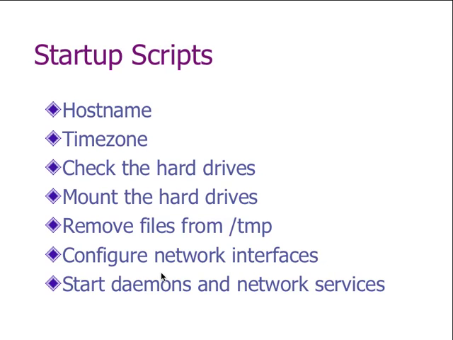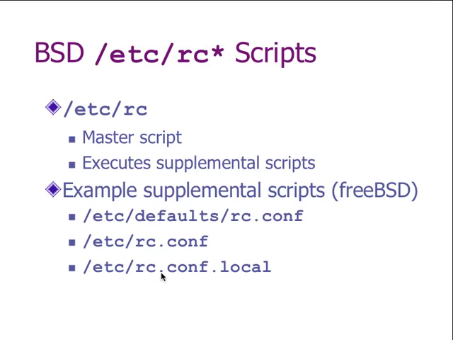How do we know what our computer's called? Our time zone, checking our hard drives, loading and mounting our hard drives, removing files from the temporary directory, making log files, configuring system interfaces, network interface, starting daemons, network and services, and stuff like that. The rc asterisk scripts, we load text files that are scripts in here. It goes to the directory and we just load everything in the directory. The kernel knows from the startup process they have a master script, and the master script loads everything else.